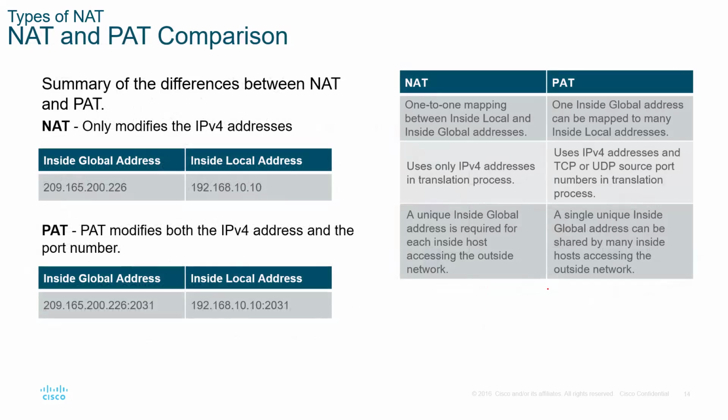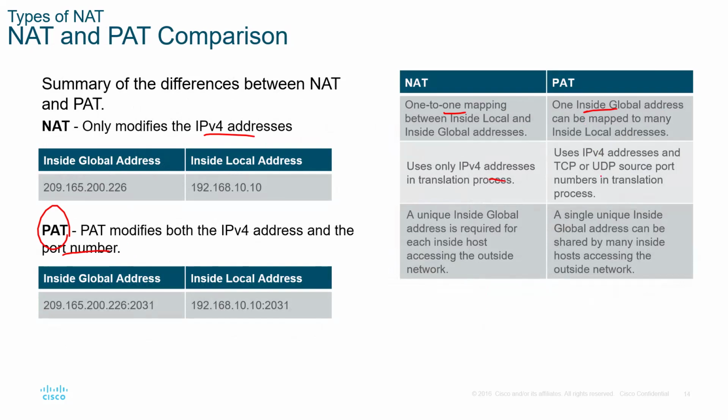Brief comparison of NAT and PAT. NAT only modifies IP addresses. So network address translation only deals with IP addresses. PAT also deals with port numbers. With NAT, we have one-to-one mapping. With PAT, one inside global address can be mapped to many inside local addresses. So this one is one-to-one. With this one, it is one public IP address for many internal devices.